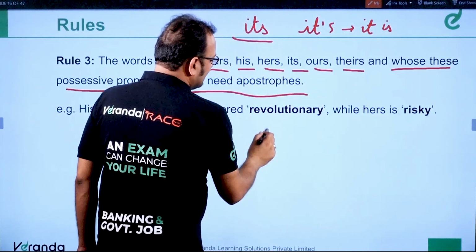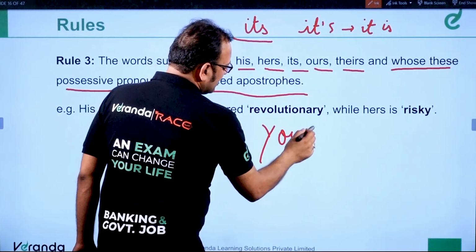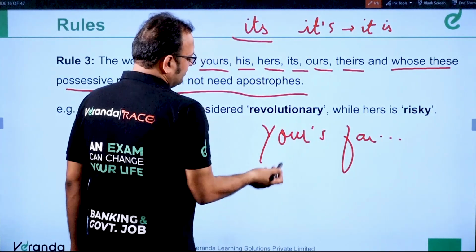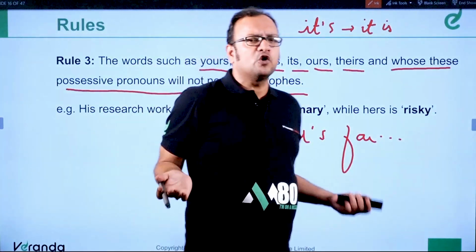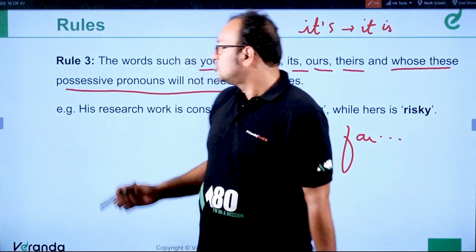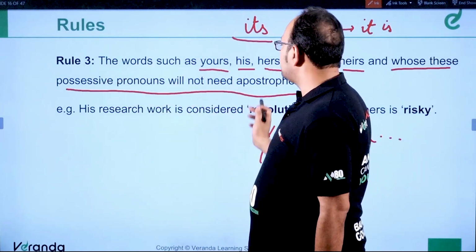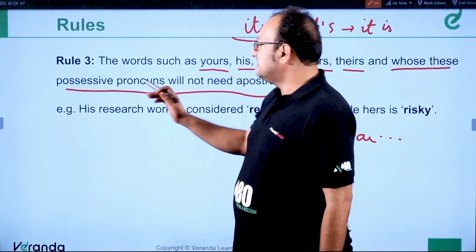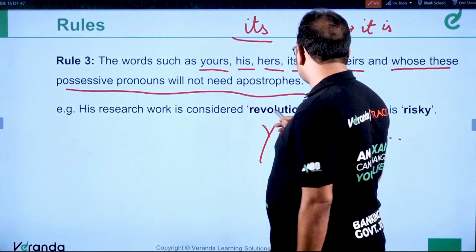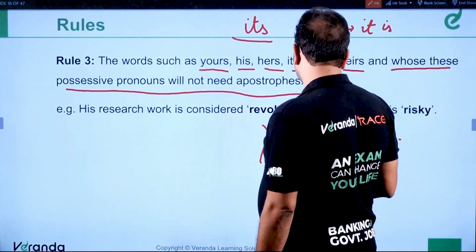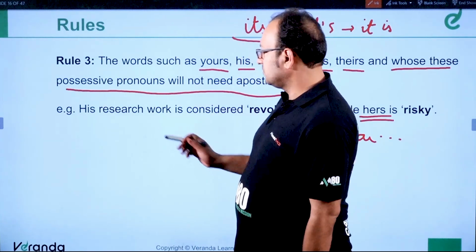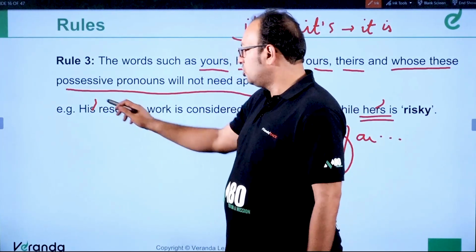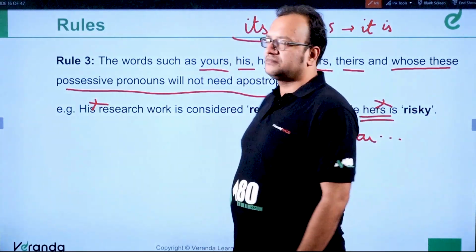So when we say yours, for example, many people write at the end of the letter, yours faithfully. So we cannot say yours faithfully. It means your is. What is the meaning of your is? There's no meaning, right? So all these possessive pronouns will not need an apostrophe. Yours, his, hers. They're used in this form only. Clear? His research work is considered revolutionary while hers is risky. We don't use apostrophe s here. No apostrophe is used.